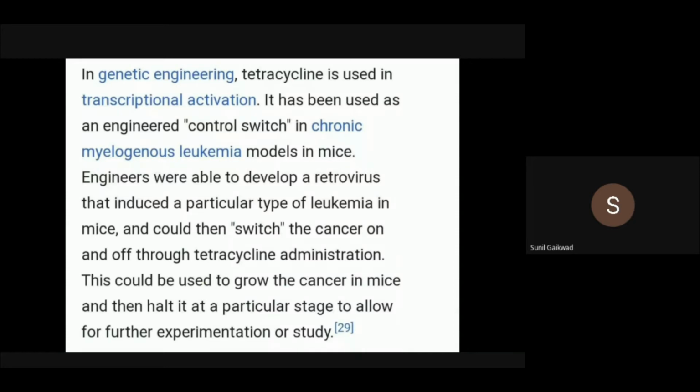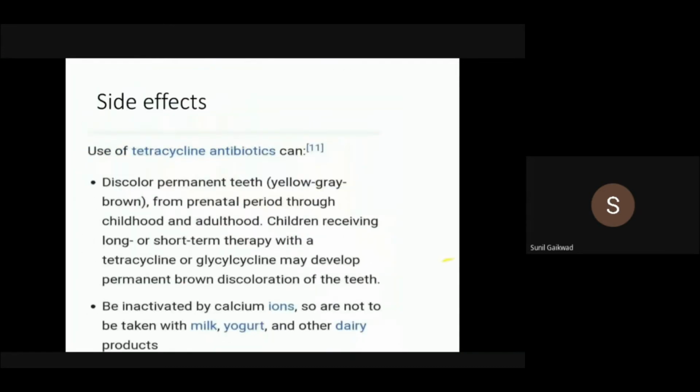Engineers were able to develop a retrovirus that induced a particular type of leukemia in mice and could then switch the cancer on and off through tetracycline administration. This could be used to grow the cancer in mice and then halt it at a particular stage to allow for further experimentation or study.